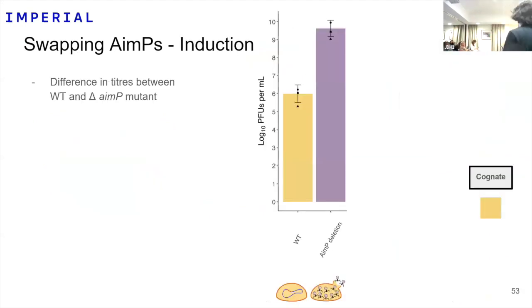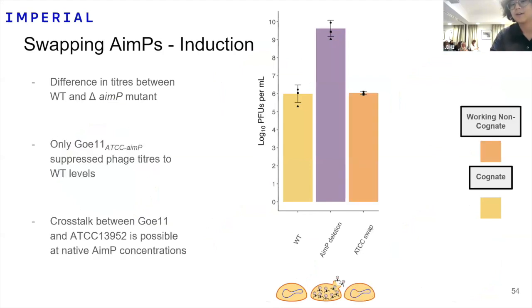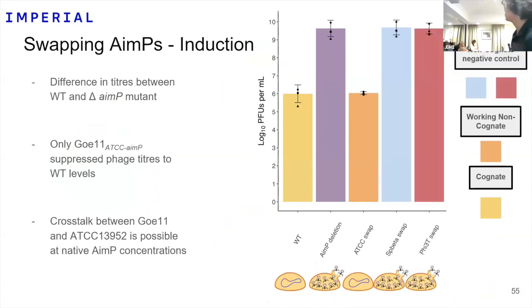First off, what I saw was, compared between the wild type and the AMP deletion had a much higher phage titer. And that's to be expected because without AMP, the phage is more lytic, more plaques. However, if you swap it out with the ATCC's peptide, you can see that the titers are restored back to wild type. And you don't observe this with the other phages signaling peptides. So that shows us only ATCC's AMP peptide suppress phage titers to wild type levels. And there is potential sensing of ATCC's peptide by GO11 at native concentrations.